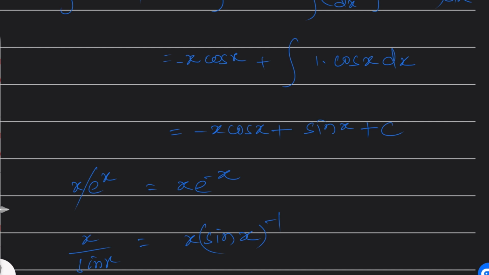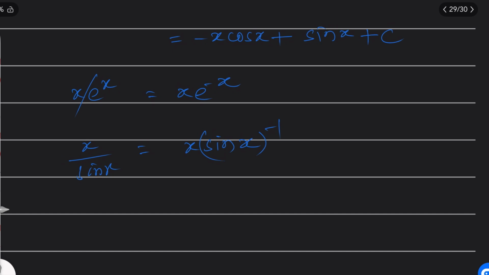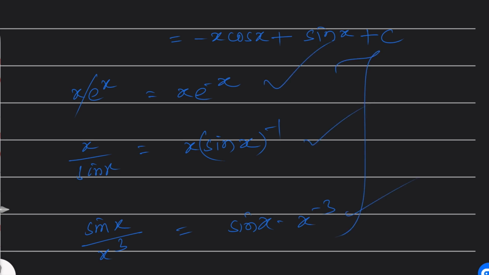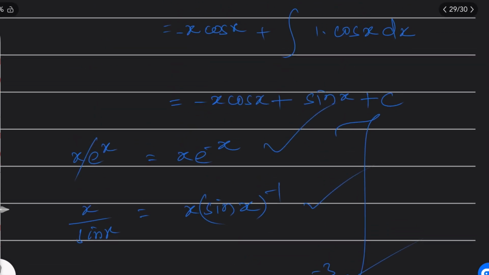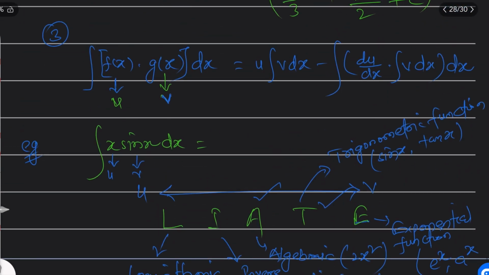Similarly, let's say you have sin x by x to the power 3 given. So you can write sin x times x to the power minus 3. So in this form you can convert it into u into v form. These are all u into v form. You can convert into u into v form and you can get the answer quickly, easily, sir. Got it? Hope you understood this, with examples also.